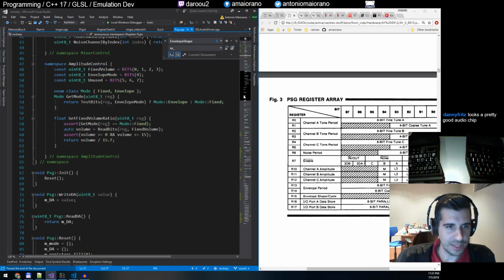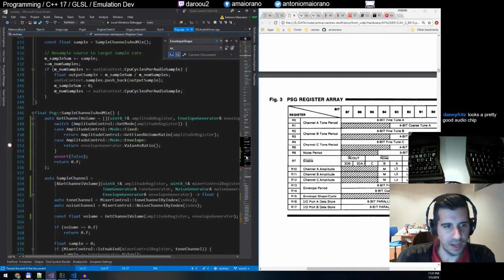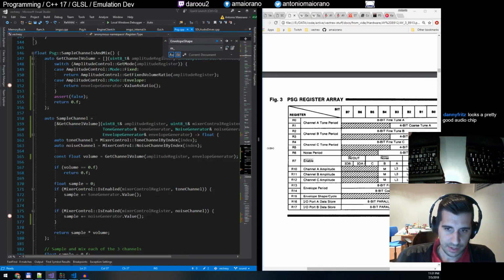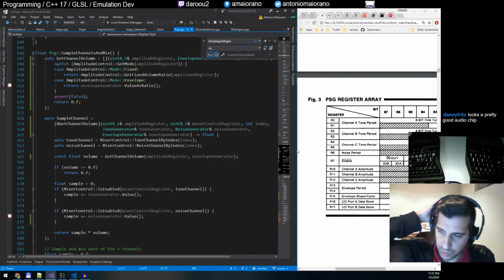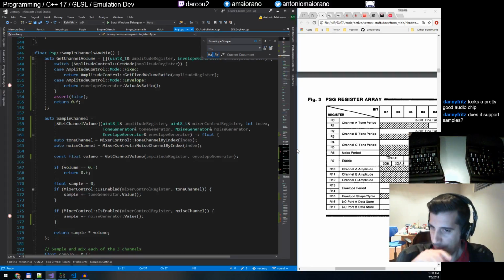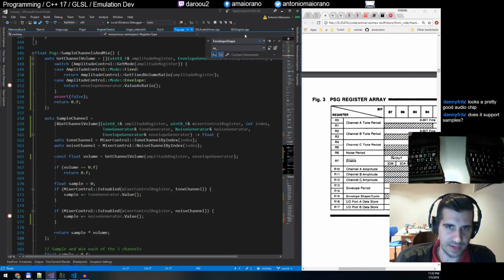Yeah, you know what? It is a pretty good audio chip. I mean, it's not as complex as the one in the NES. The NES has like pulse wave generators, triangle generators. Yeah, it's got a lot more complexity, and hence we get more interesting music out of the NES. But no, it's a pretty cool chip.